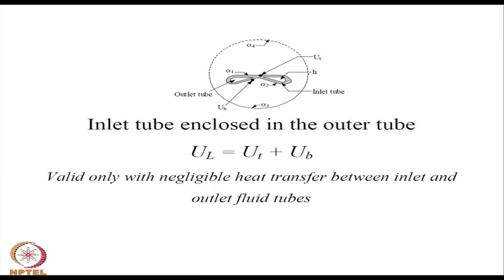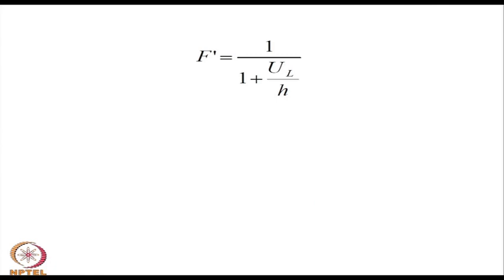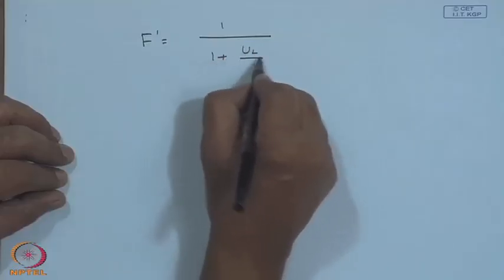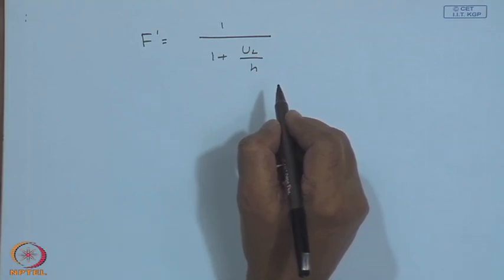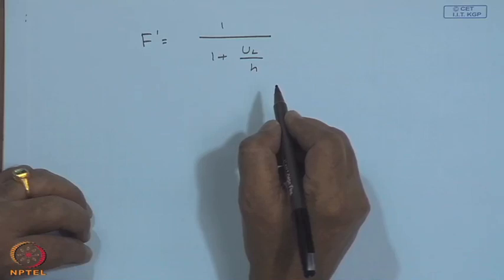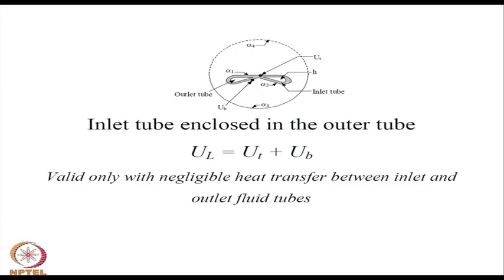Now, inlet tube enclosed in the outer tube, you can see from the diagram. So, valid only with negligible heat transfer between inlet and outlet fluid tubes, and again U L is U T plus U B, and the collector F dashed is 1 upon 1 plus U L by H. Let me show this picture for a while, so that you will see the particular slide. You have got the inlet tube and the outer tube with the arrangement where U L is equal to U T plus U B. So, that is self explanatory. This is essentially like a heat exchanger with the surrounding cold and hot fluids.